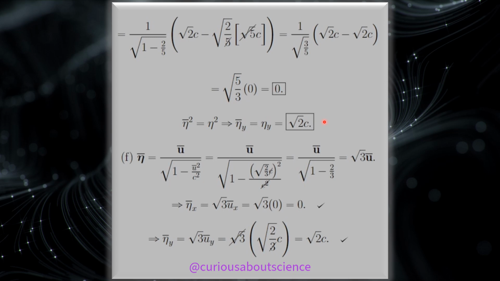That being said, that denominator gives us a root 3 times u bar. Let's see if this actually holds for the two factors we have here. Is it true that eta bar x is equal to root 3 u bar x? Well, anything times 0 gives a 0, so we're good to go there. Check. And then y, that stays unchanged. So you see here, we plug in what we found for u bar y, cancel, and we're left with exactly what we expected, root 2c. So yep, we are actually good to go.